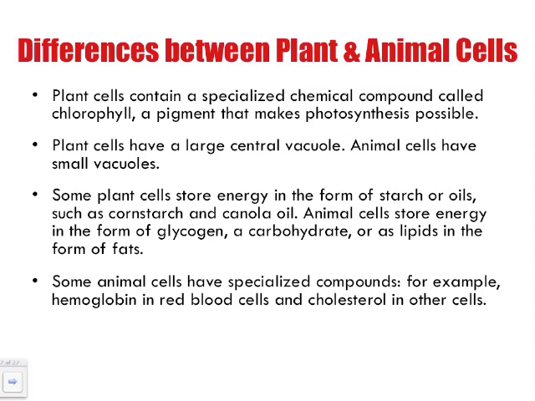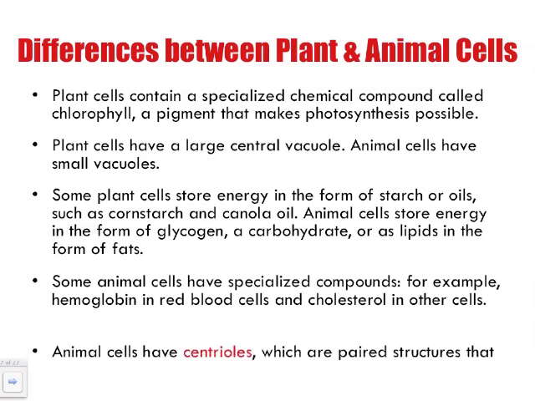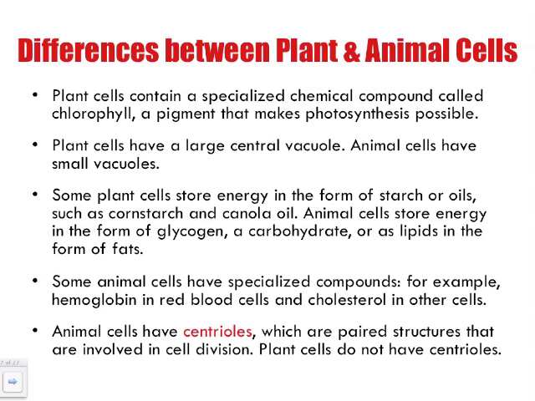Another thing, some animal cells have specialized compounds. One of the examples here is hemoglobin that's found in red blood cells. Red blood cells are a cell that is a little bit different from the types of cells that I've shown you in terms of animal and plant cells, and cholesterol can be found in some other types of cells. And finally, animal cells have centrioles, and we're going to talk a little more about centrioles when we discuss cell division. Centrioles are paired structures that are involved in cell division. They're involved with the production of spindle fibers, and plant cells, unfortunately, do not have centrioles.